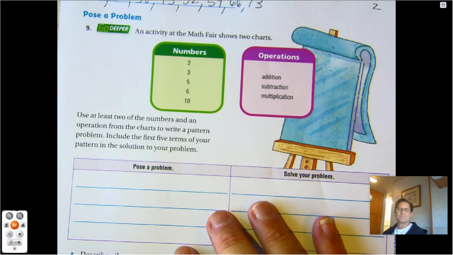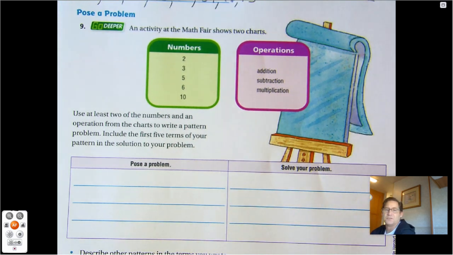All right, number 9. An activity at the math fair shows 2 charts. All right, so we have numbers 2, 3, 5, 6, 10. And our operations are addition, subtraction, multiplication. Okay, so use at least 2 of the numbers and an operation to write a pattern problem. Include the first 5 terms of your pattern in the solution to your problem.